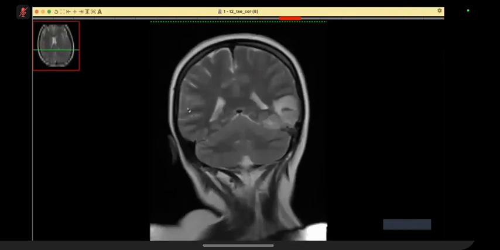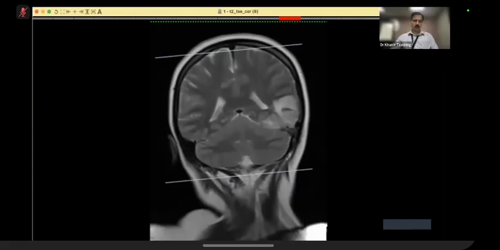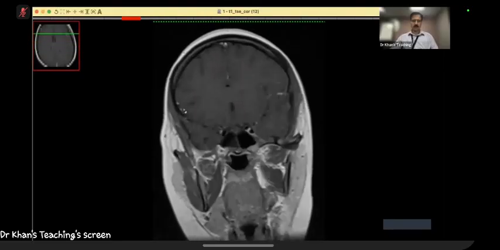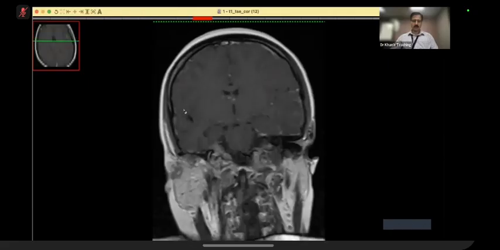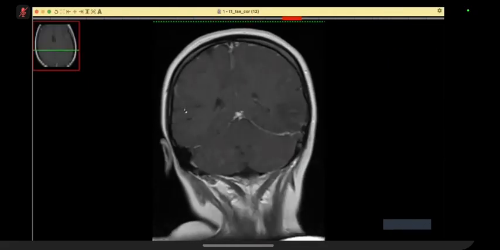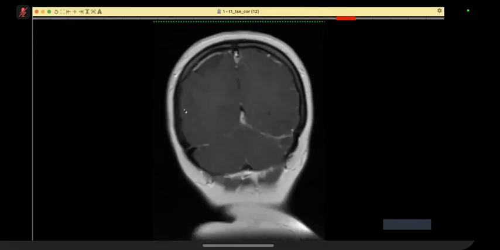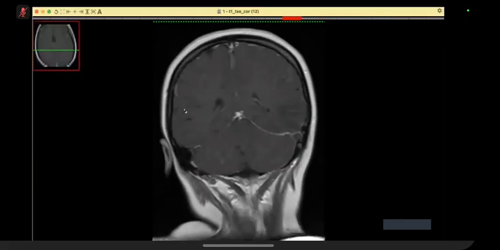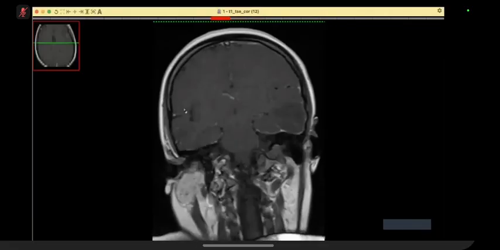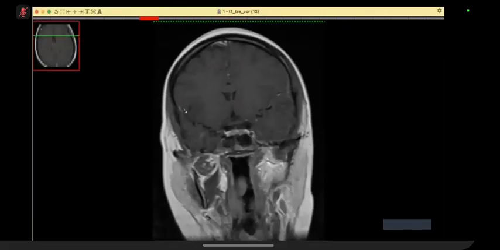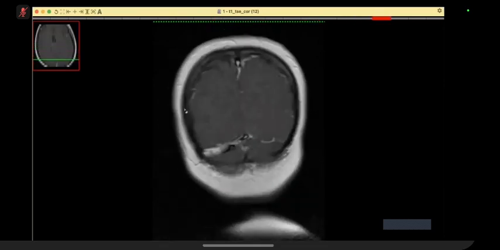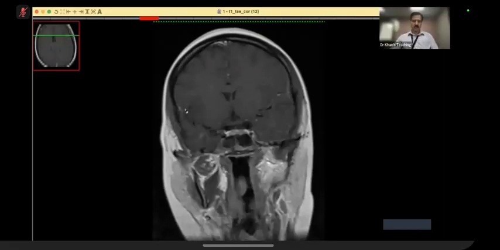The post contrast is available. Post contrast. Yes. This is the post contrast. Okay. On post contrast sequence, coronal sequence, I can see there is no evidence of any enhancement in the parenchyma. There is subtle enhancement involving the meninges. I don't see any intraparenchymal enhancement. So that rules out any lesion. Any other things you want to see?